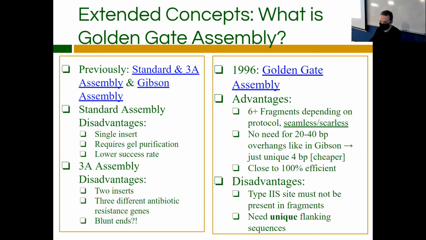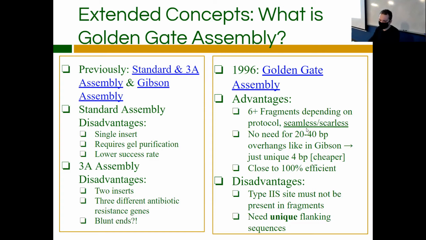Also, an improvement compared to Gibson assembly is you don't need 20 to 40 base pair overhangs when you're doing the PCR preparation step. You only need 4 base pairs, which in turn makes the whole process a lot cheaper and a lot easier to design. And I'll get into that a little bit more in the next slide as well.